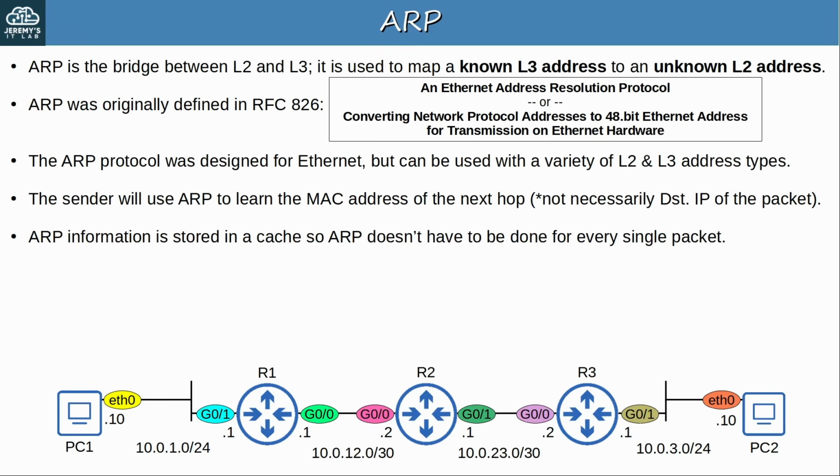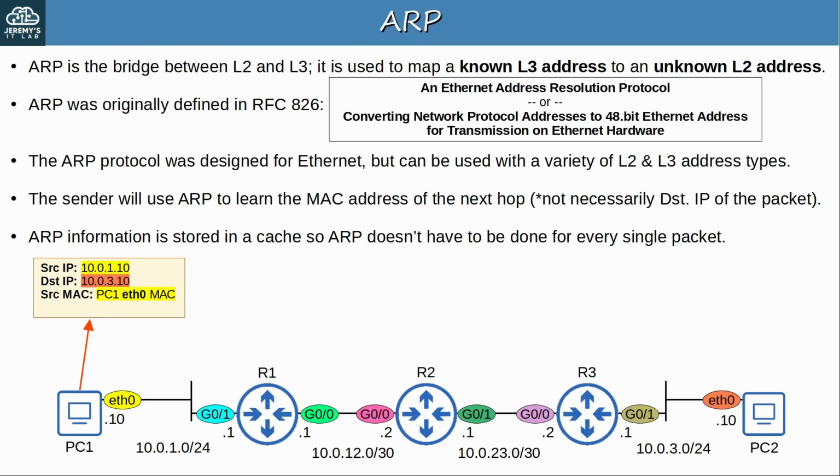And note that ARP information is stored in a cache, so ARP doesn't have to be done for every single packet. If ARP had to be done for each individual packet, that would add a lot of unnecessary overhead, an ARP request and reply for each packet. Instead, after ARP is used to learn a MAC address, that information is stored in the device's ARP table for quick lookup for future packets. So let's look at the process of PC1 sending a message to PC2 once more, this time with ARP included.